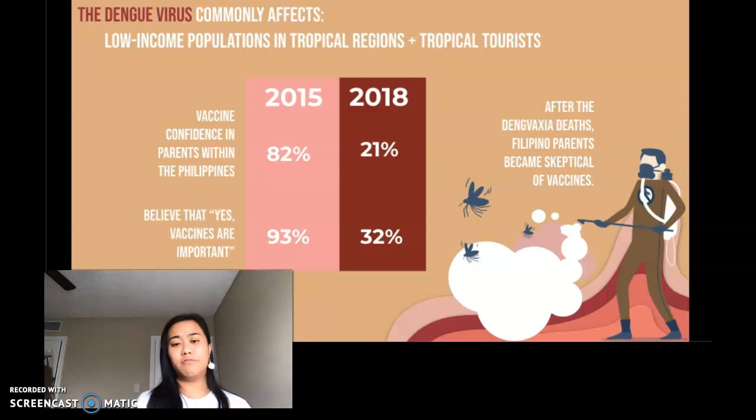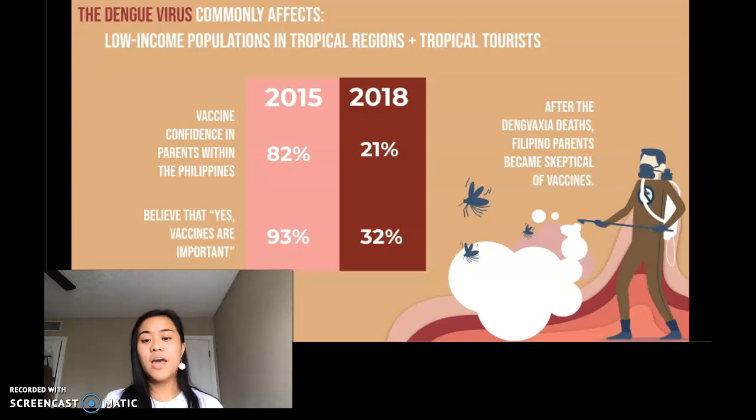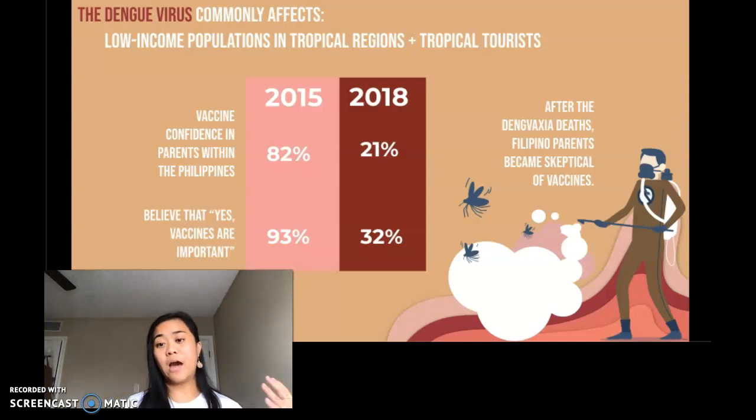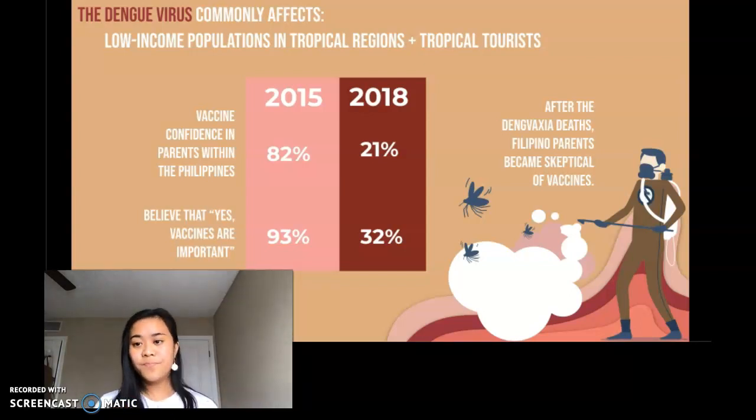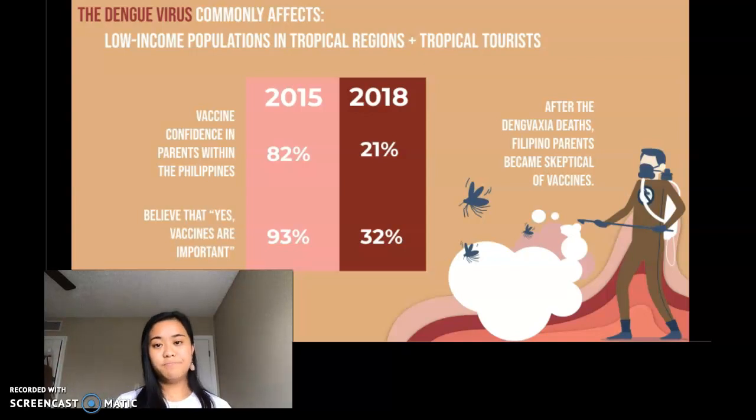So as the dengue virus commonly infects low-income populations in tropical regions as well as tropical tourists, these are some of the surveyed reports that parents in the Philippines have regarding vaccines in general. In 2015, there was an 82% vaccine confidence within parents in the Philippines. But after the dengue virus mishap and controversy, in 2018, that confidence decreased down to 21%. In 2015, 93% of Filipino parents said, yes, vaccines are important. However, now in 2018, when they were surveyed once again, only 32% said that yes, vaccines are important. So after these dengue vaccine deaths, Filipino parents became even more skeptical of vaccines.